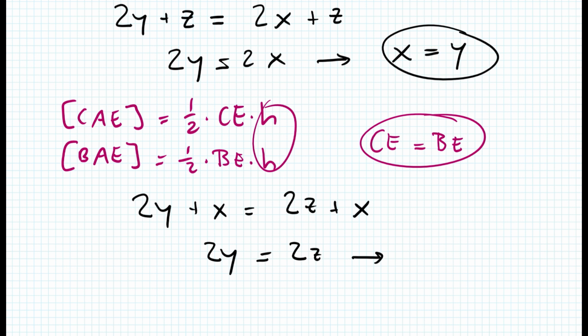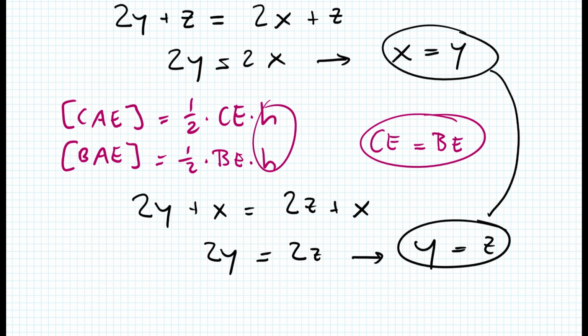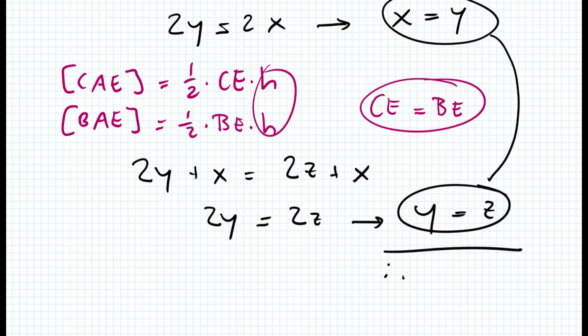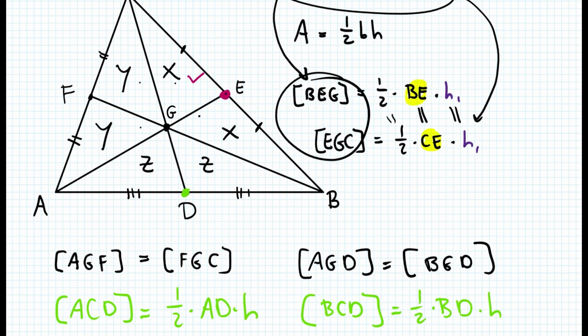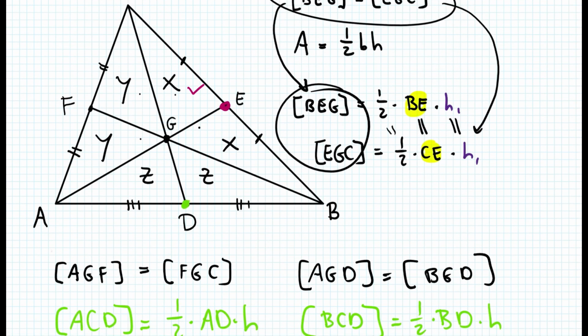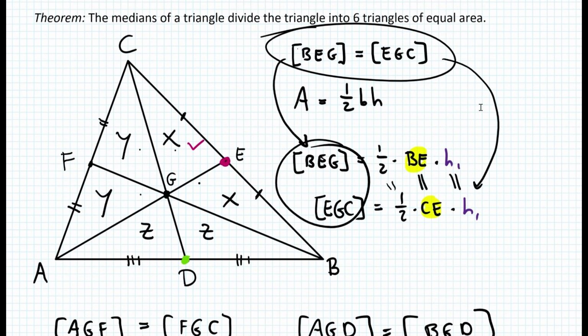Therefore, here we know that y is equal to z, okay? Now, look at these two equations. If x is equal to y and y is equal to z, therefore, by the transitive property, we can conclude that x is equal to y is equal to z, okay? And that is basically the proof. We just proved that all the areas are equal. X, y, and z, they're all equal, okay? So we just proved the first theorem.